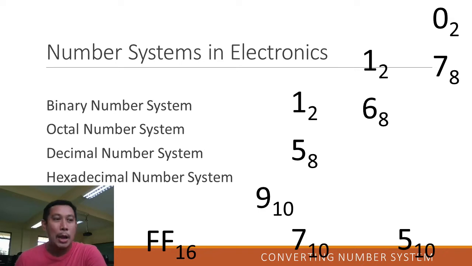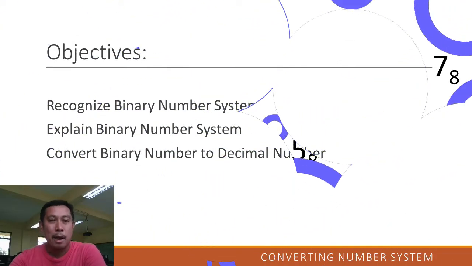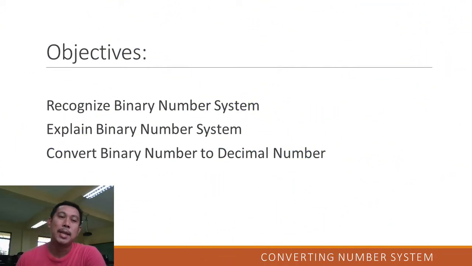Base 16 number system. Now, for today's lesson, our objective is for the students to recognize a binary number system. What is a binary number system? And explain the binary number system. Lastly, our last objective today is to convert a binary number system to a decimal number system. So how are you going to do that? Stay tuned in this lesson.